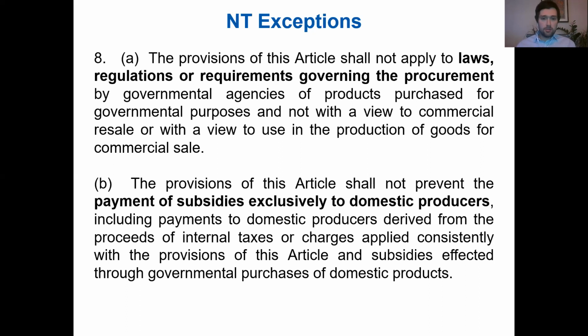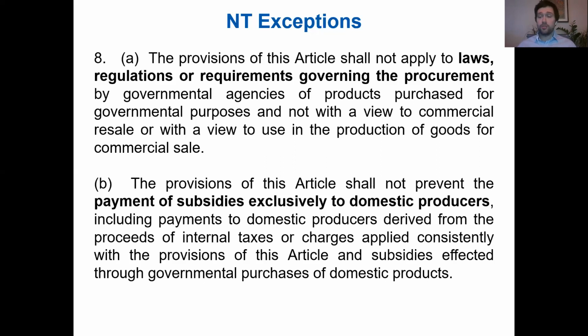And B, the provisions of this article shall not prevent the payment of subsidies exclusively to domestic producers, including payments to domestic producers derived from the proceeds of internal taxes or charges applied consistently with the provisions of this article, and subsidies effected through governmental purchases of domestic products. So here we have the second exception, which is subsidies. Subsidies paid exclusively to domestic producers.